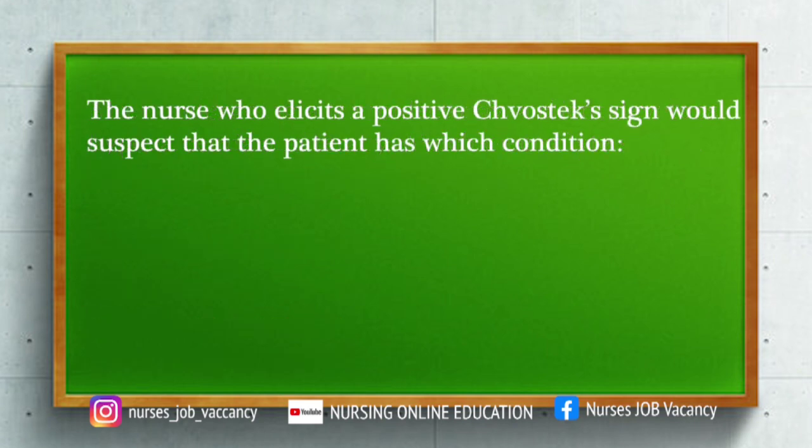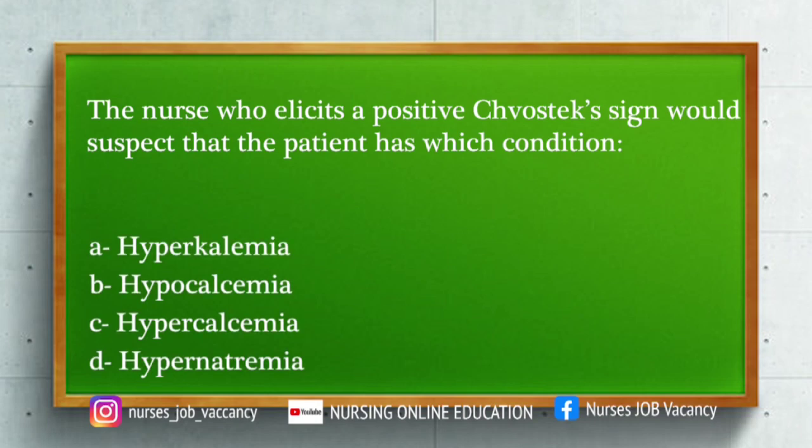Next question. The nurse who elicits a positive Chvostek's sign would suspect that the patient has which condition? A. Hyperkalemia. B. Hypocalcemia. C. Hypercalcemia. D. Hypernatremia. The right answer is B. Hypocalcemia.